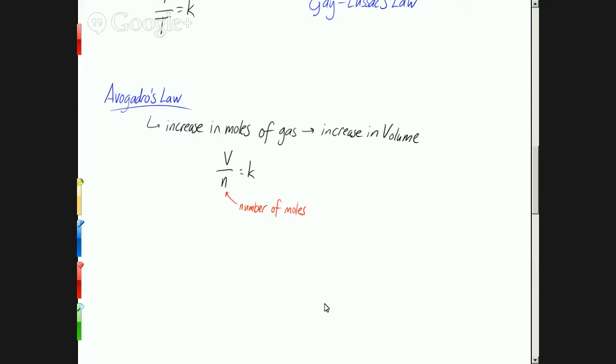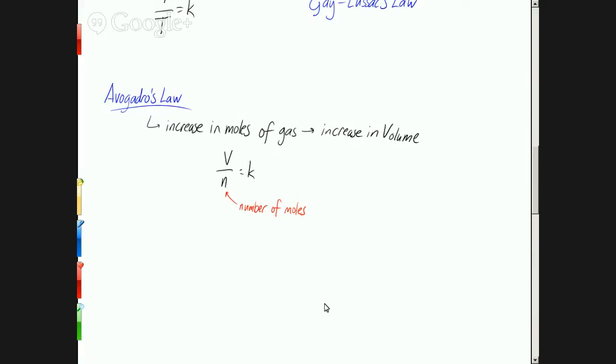Yeah. So there's more of them, so what does more mean? Well, remember, they're traveling in straight lines. So if you have more of them, they need to bounce off the walls more. Okay, but then pressure is constant. So that means that the size of the container has to change to accommodate that. But in Avogadro's law, an increase in moles of gas is the same as an increase in volume.